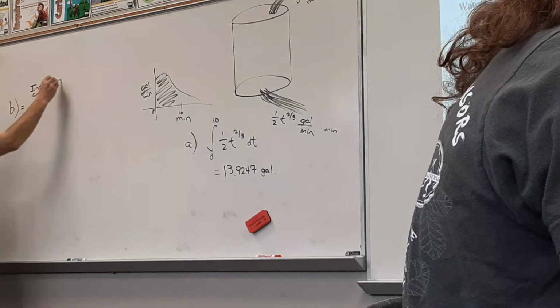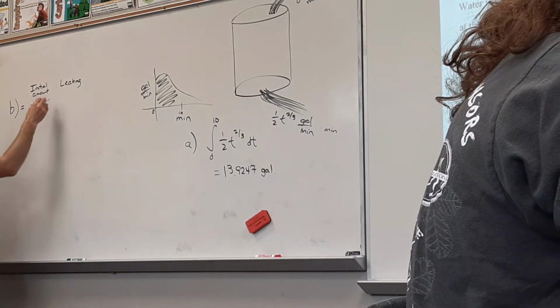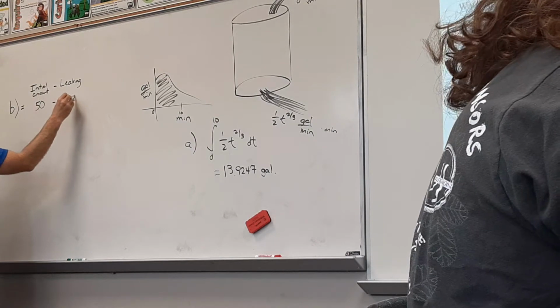You have a certain amount that's leaking, and we already calculated that from part A. So you're going to take that part away. We're taking away 13.9247.